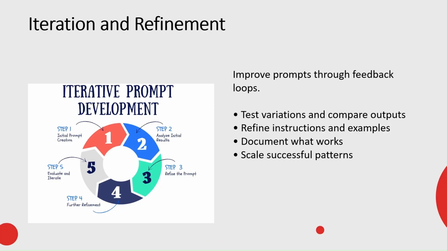As I said, iteration and refinement are very important. So prompting is a loop. Test variations, compare the outputs, document the winners, so which prompts win. This is how you move from a beginner to an expert AI user.